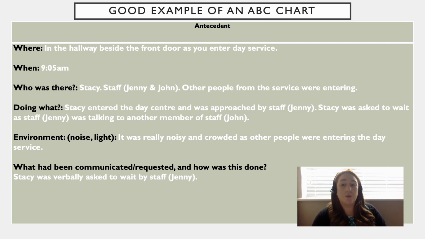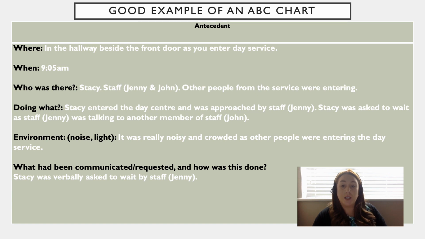There's a clear description of what happened, so it states Stacey entered the day centre and was approached by staff Jenny. Stacey was asked to wait as staff Jenny was speaking with another staff member, John. So this is really helpful as it highlights that this was a transition from outside into the day centre for Stacey. It also described a verbal interaction between Stacey and staff and also highlighted that there was a demand placed on Stacey so that she was asked to wait.